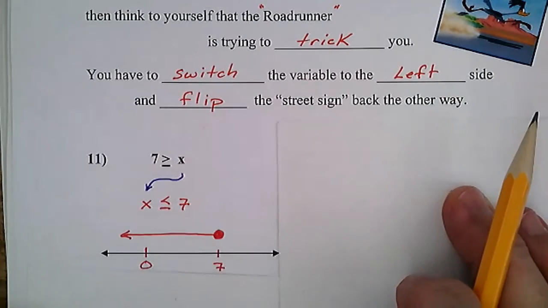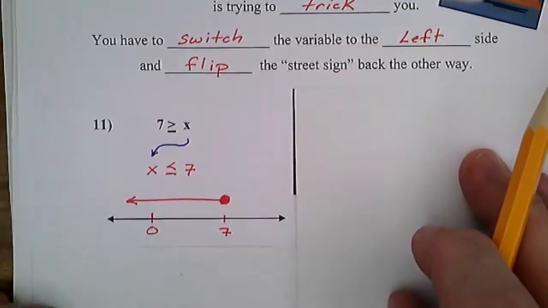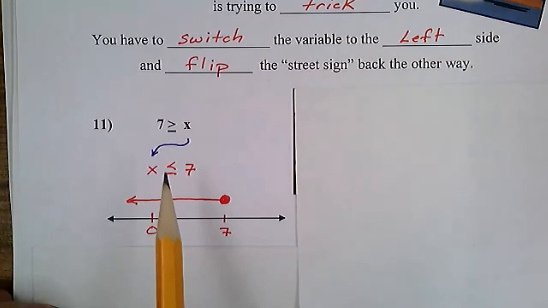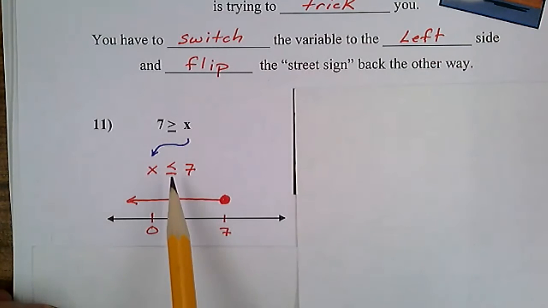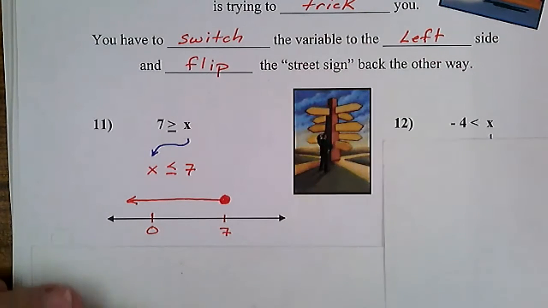Okay, so when we go to graph it, it should look like this right here. Really it should be here, and our arrow should be going to the left. So we start at 7. We're going to shade it in because of the equal sign, and we're going to draw it to the left. All right, let's go and try number 12.